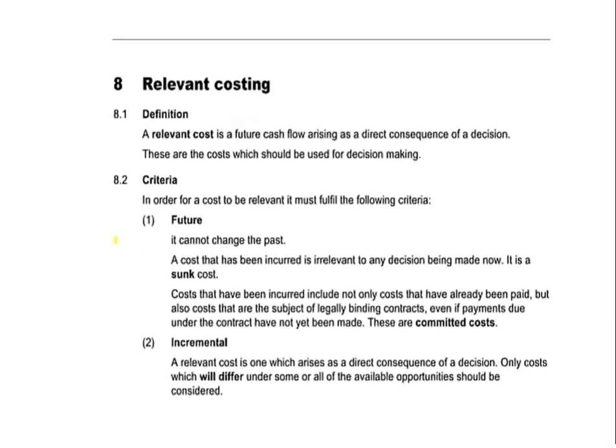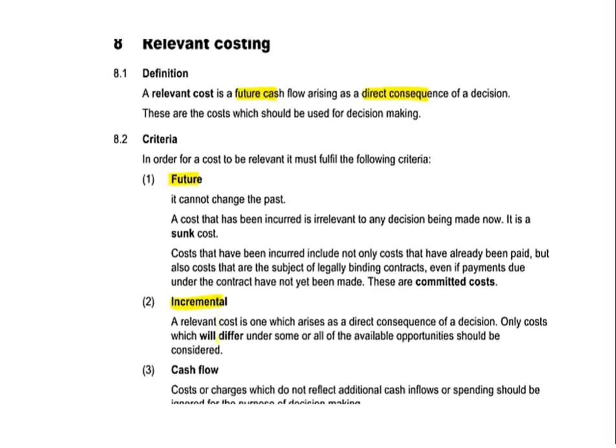NPV calculations and other investment appraisal calculations are always based on the relevant costs. So what we need to do now is to make sure that we're happy with what we mean by relevant costing. So a relevant cost then is something which is going to arise in the future as a consequence directly of the decision. So we're thinking here then about costs which we want to use for decision-making purposes. We classify it then as a future incremental cash flow. And we're going to look at each of these criteria in turn.